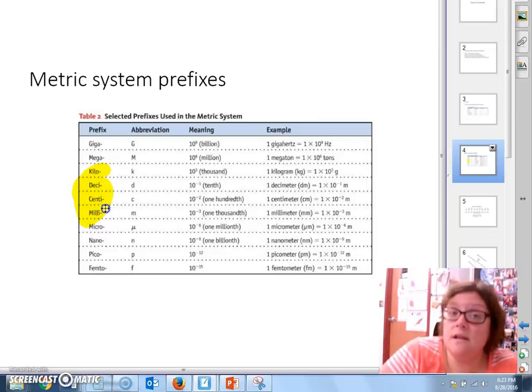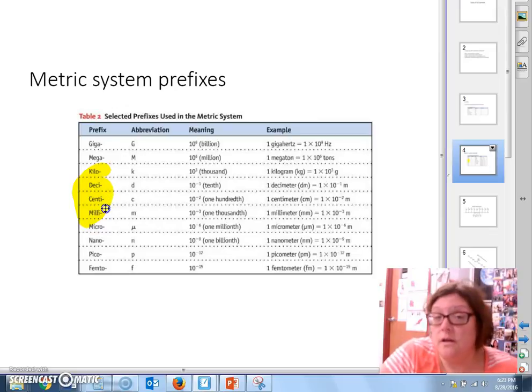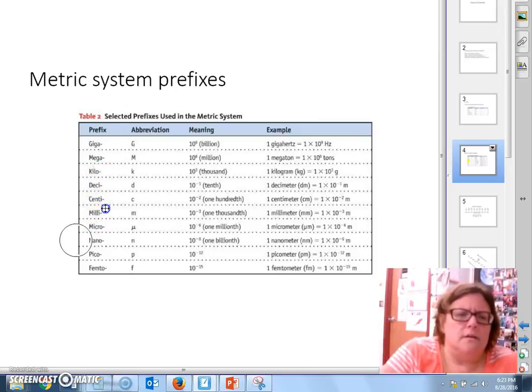Although when I was in England, student teaching, 29 years ago, the can of soda said centiliters on it. I guess it's 28 years ago. I'm jumping the gun. This is my 28th year of teaching. Okay. All right.